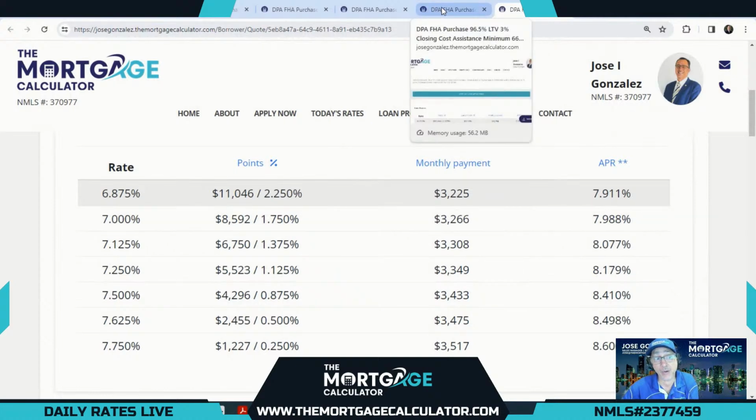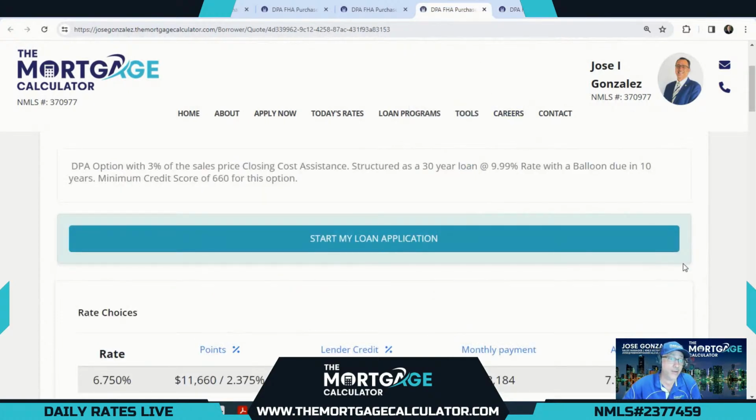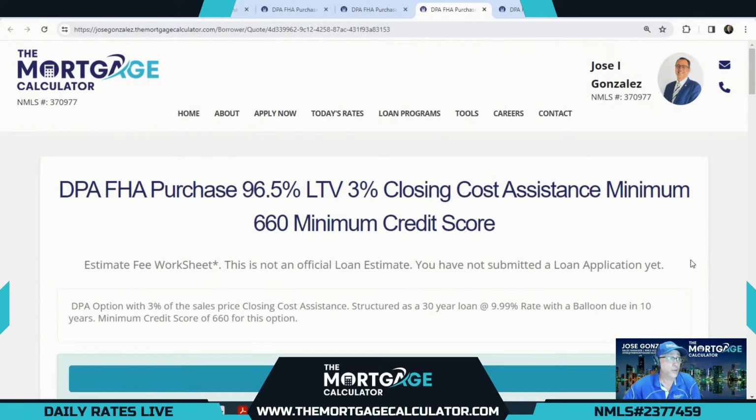The other thing is maybe they don't qualify at that higher interest rate. Correct. So a lot of reasons why. All that glitters is not gold, right? So now we got our DPA purchase, same LTV, same minimum credit score, but in this case, it's a little bit of a different twist.